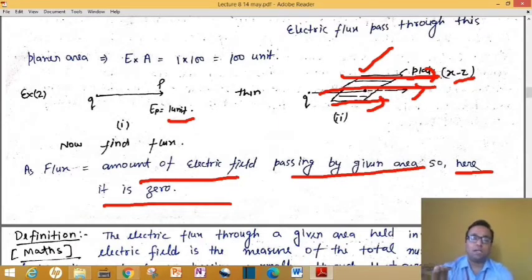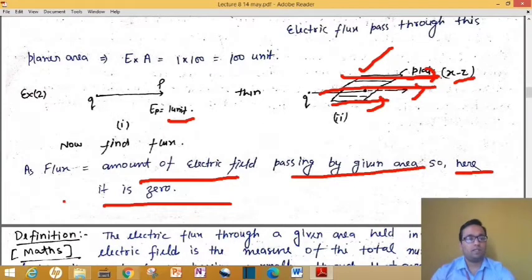Because you can imagine that your electric field will pass through this area in this way, it will just touch the surface. It will not cross the surface, it will touch it. Many arrows will come out and these arrows are just touching its surface. If these arrows were crossing this area, then you could say it is passing through the given area and facing some radiation. But as the plate is in this plane, there is no electric flux passing through the area.